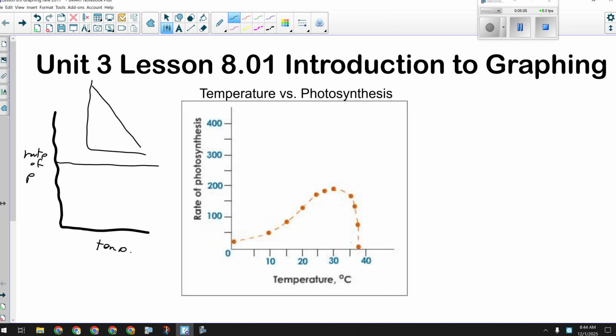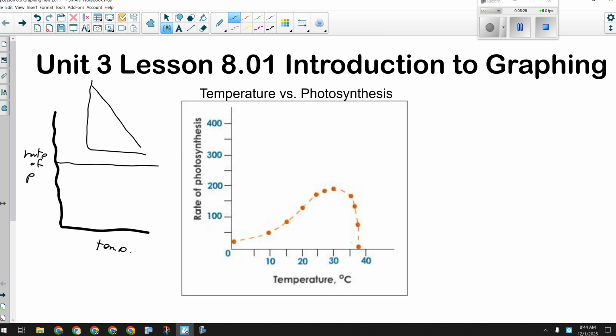Units. I have no idea what the units are for rate of photosynthesis. I would assume it's milliliters of oxygen produced, or maybe milliliters of carbon dioxide consumed. I don't know exactly how you measure photosynthesis, or micromoles of glucose. It doesn't say that. It's hard for me to know that.